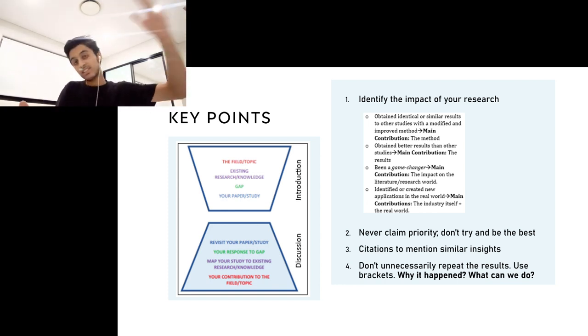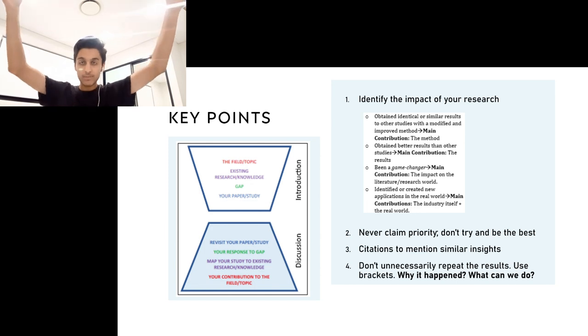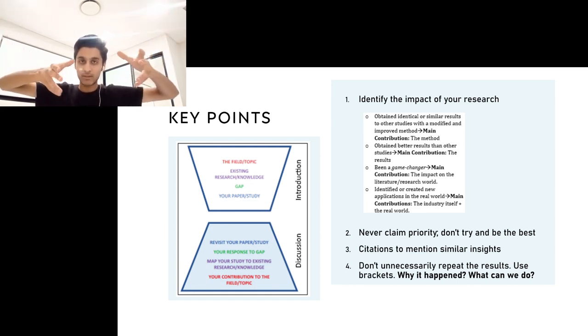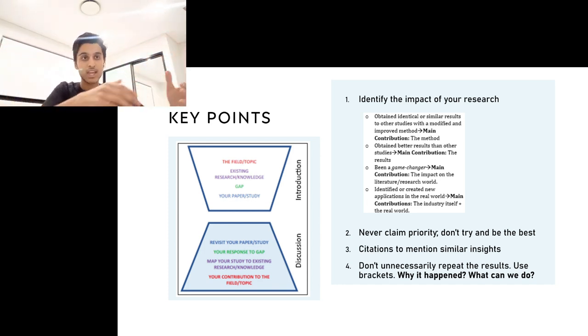And when you get to the discussion, you want to do the exact opposite. So here you're coming in from the field and you're linking it to your paper. Here, you want to link your paper to the field in the discussion section. So you start with your paper, then you address the response or the problem, then you want to map your study to existing research and knowledge, then you want to talk about your contribution to the field.